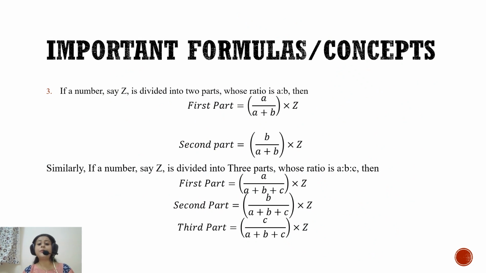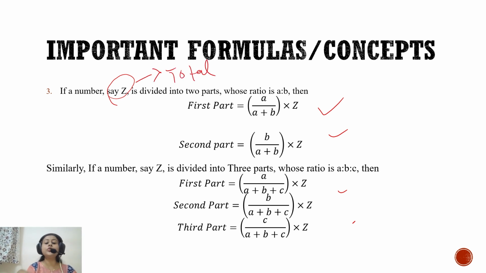Now there are some important formulas which you need to know. Suppose the total of something is given, for example the total number of students in a class, and the ratio of boys and girls is given. How will you find out the number of boys and the number of girls? For this, these formulas are used. Suppose a total number is Z, and it is to be divided into two parts in the ratio A is to B.